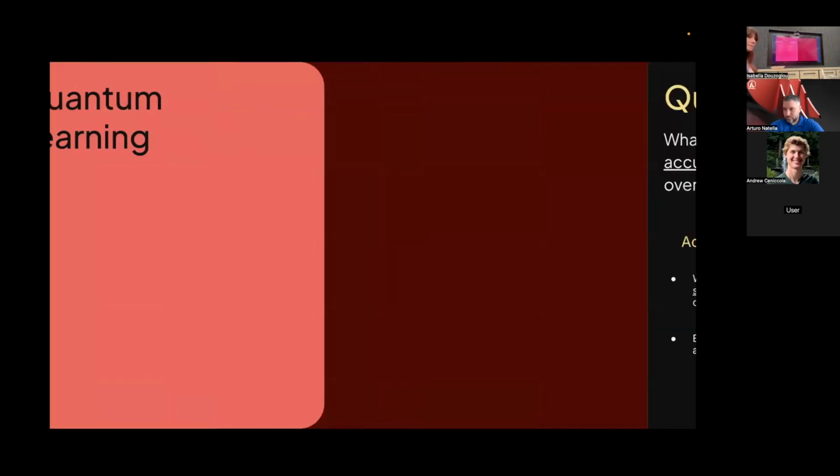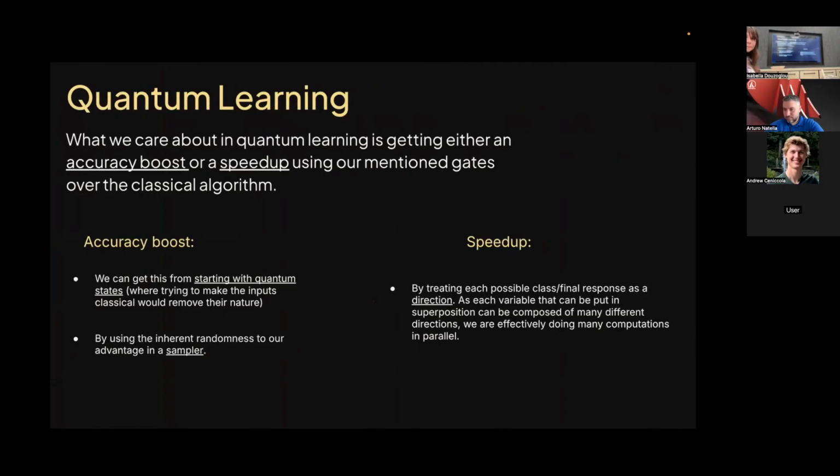Okay? Quantum learning. We're getting there. Why do we want to do quantum learning? We either want it as an accuracy or a speed up. We either want to be more accurate by using something like a better sampler, or by starting with quantum states, so we can do quantum computing on quantum values, or we want it as a speed up. We want to talk about the speed up because that's what everybody's here for. We want to run fast, right?